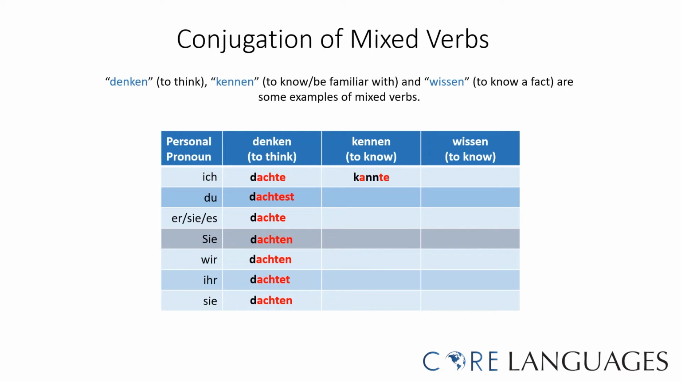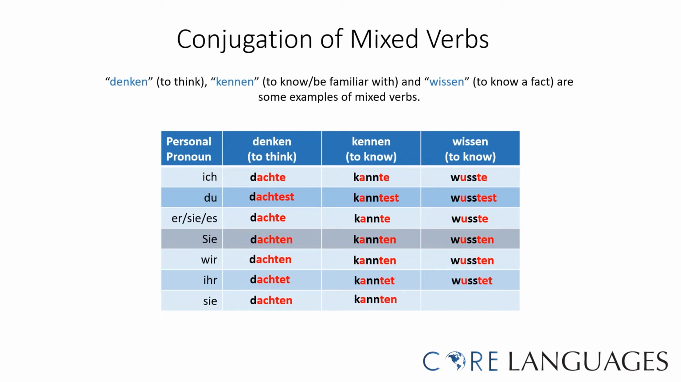Ich kannte. Du kanntest. Er, sie, es kannte. Sie kannten. Wir kannten. Ihr kanntet. Sie kannten. Ich wusste. Du wusstest. Er, sie, es wusste. Sie wussten. Wir wussten. Ihr wusstet. Sie wussten.